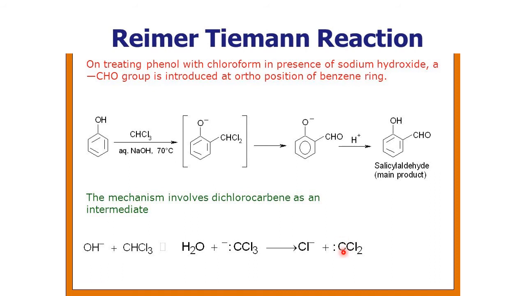Actually, this is CCl3. One Cl will be lost from this CCl3. Because of the loss of one Cl along with the electron pair, this area will have a plus charge. On this area attacks the ortho position. All of that happens in the reaction mechanism. We don't want it, even this is not there in your syllabus. Only this reaction is there.